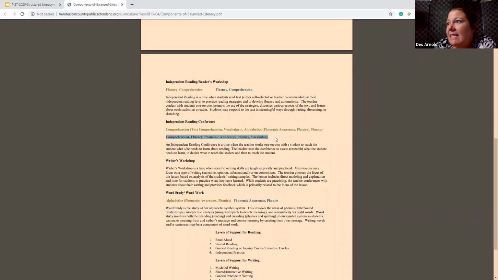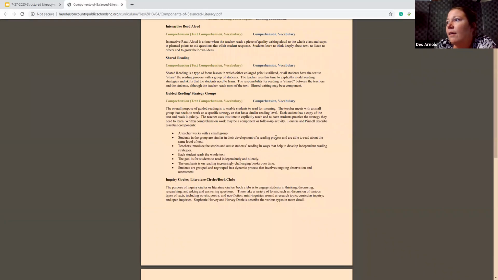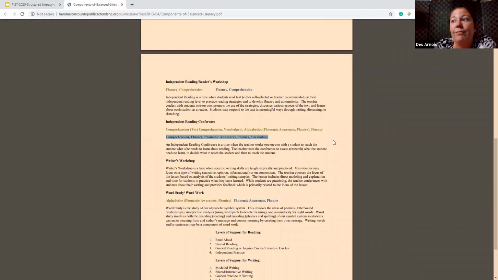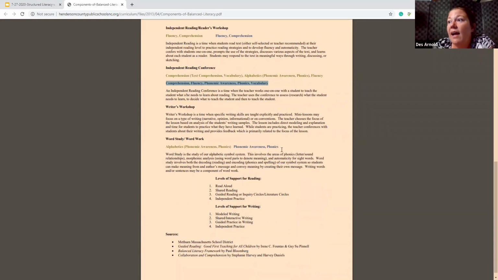So I'm assuming this is part of independent reading. It's not until you get there that you have your phonemic awareness and phonics. And then again in your word study and word work. So there are all these places that students are reading, but they're not getting any phonics instruction or phonemic awareness, which poses the question, how do they know what they're reading?